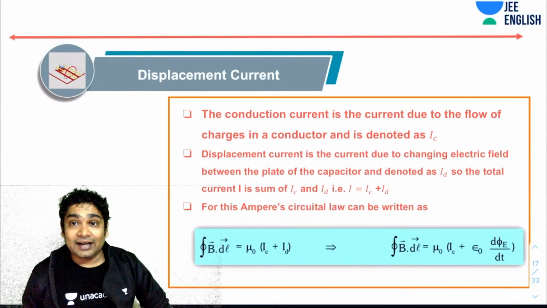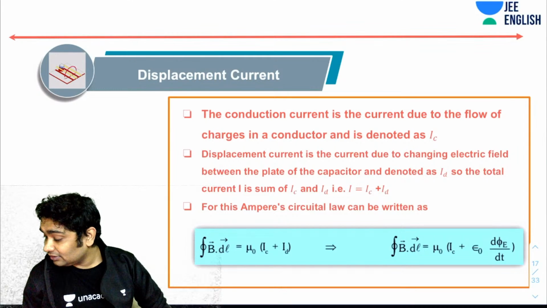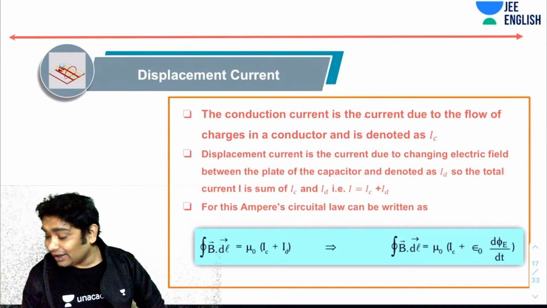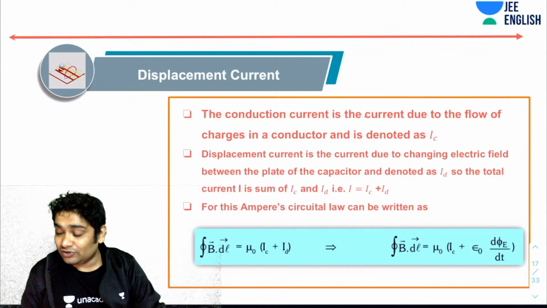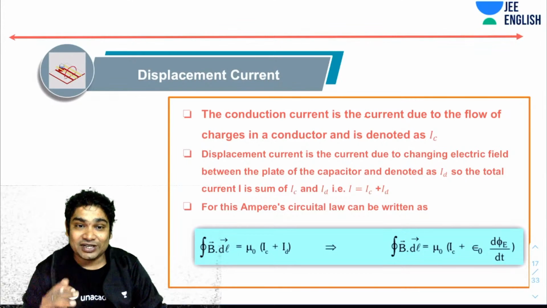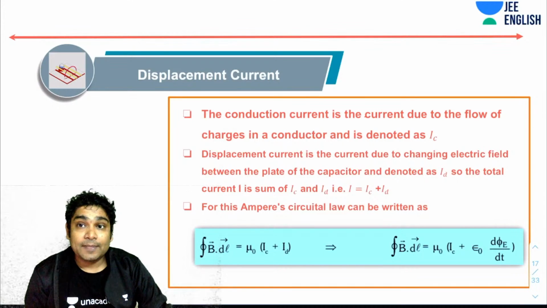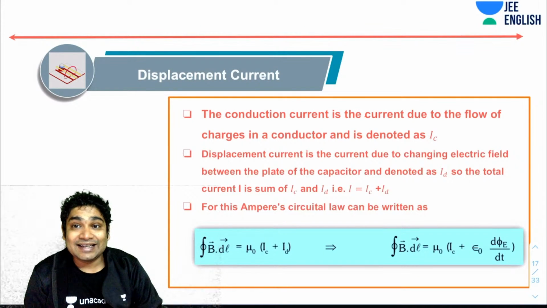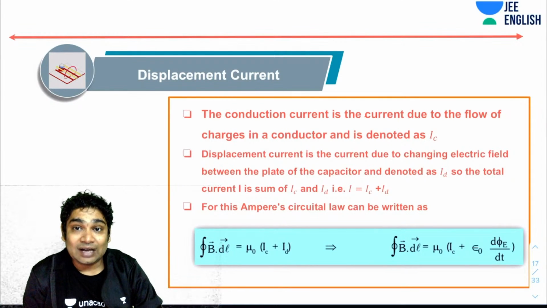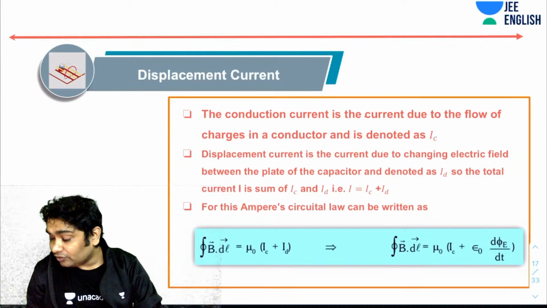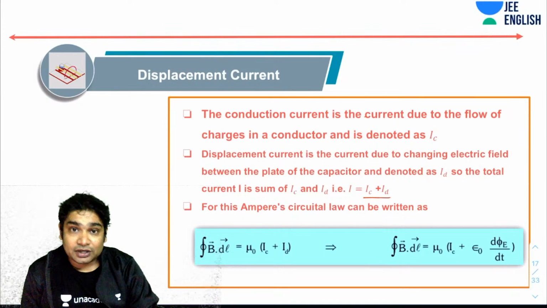Now the conduction current in the circuit is the current due to the flow of charges in the conductor, which is denoted by IC. In the external circuit, if the current was actually flowing via the movement of charges, I'm calling that IC. The displacement current is the current due to changing electric field between the plates of the capacitor and is denoted as ID. Now the total amount of current that will flow through any region would in general be the sum of the current due to conduction of charges and the displacement current, which is produced by the time varying electric fields.